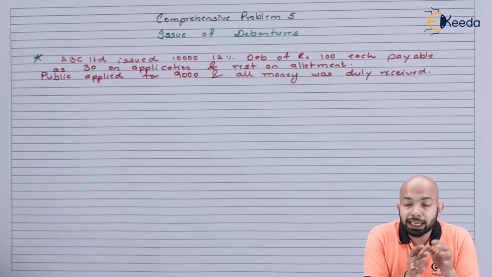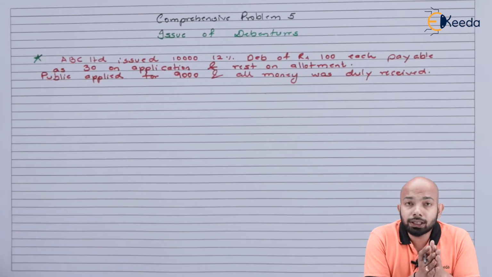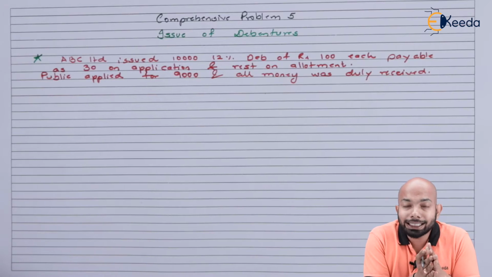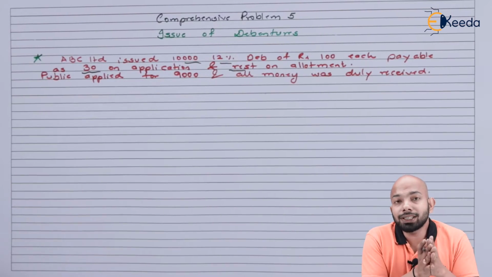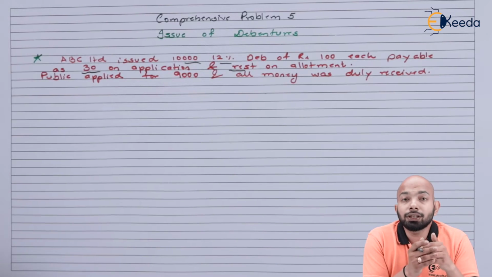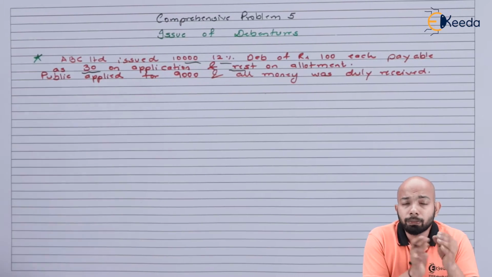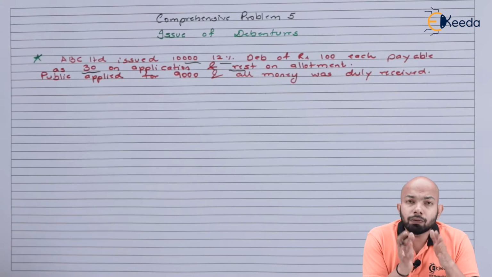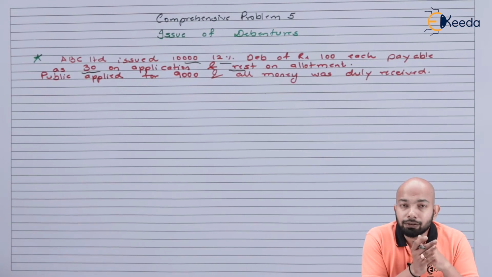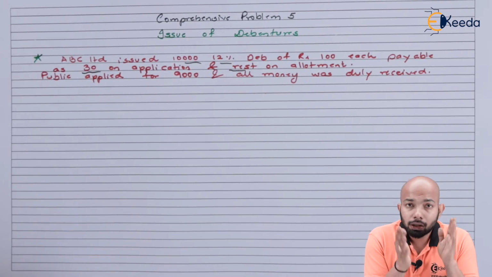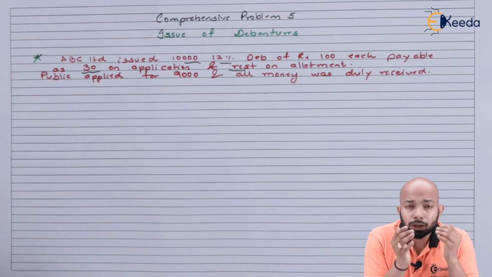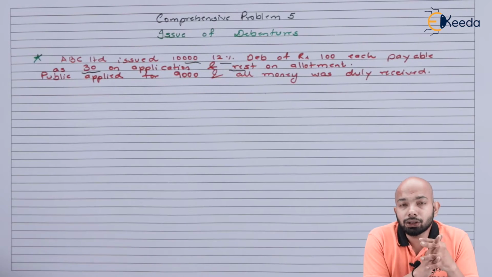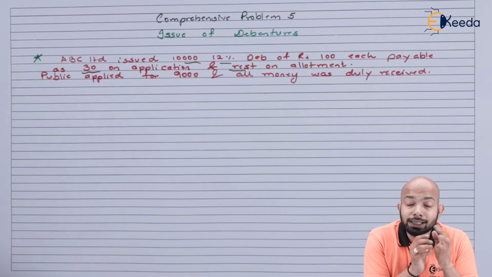The first case refers to ABC Limited, who issued 10,000 debentures of rupees 100 each, payable as follows: 30 rupees on application and the balance on allotment itself. There is no final call made here. For these 12% debentures, the subscription we were expecting was around 10,000 because we had issued that much. However, we received a subscription only for 9,000, which were fully allotted, and whatever money was due, we received it in total, and we have to pass the journal entries for them. So this is one of the case studies that we have to discuss.